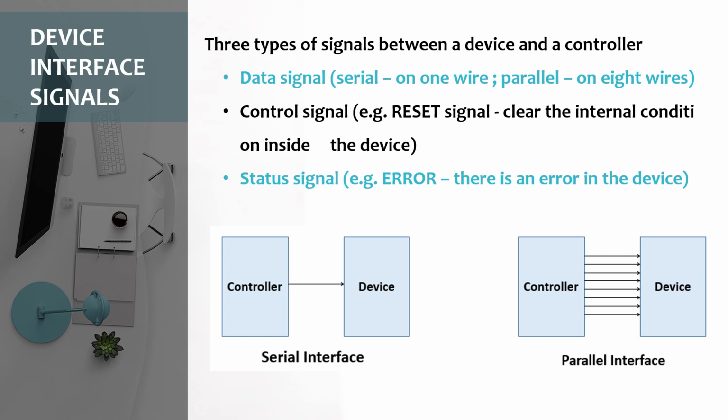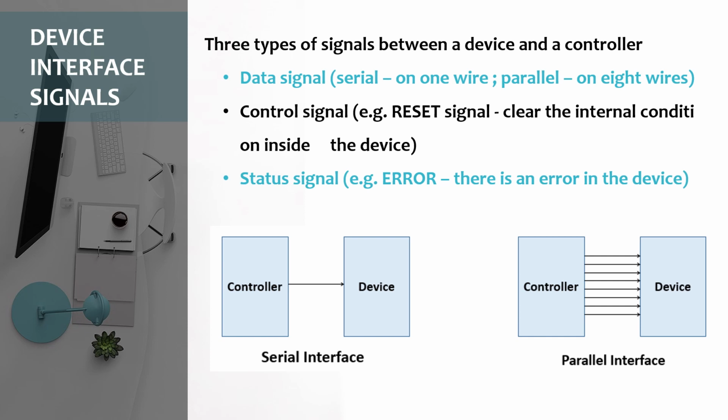I know that all the terms are new for you, right? Like data signal, control signal, status signal, device controller, device driver, but don't worry, it's very easy. Gradually we will go into detail, and it will be very clear what the meaning of the data signal is. After 2 or 3 lectures, you will be able to explain this term. Serial processing means one wire only, and for parallel processing, I need 8 wires. Why 8 wires? That we will learn.